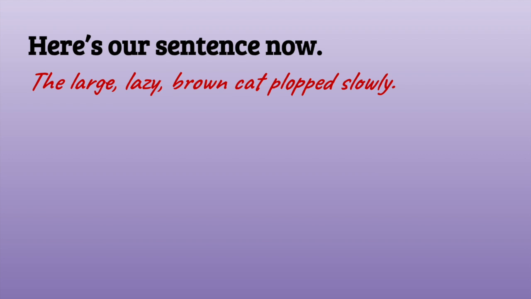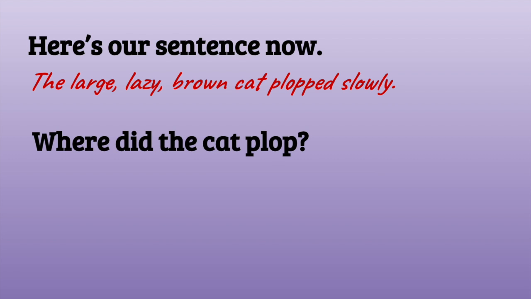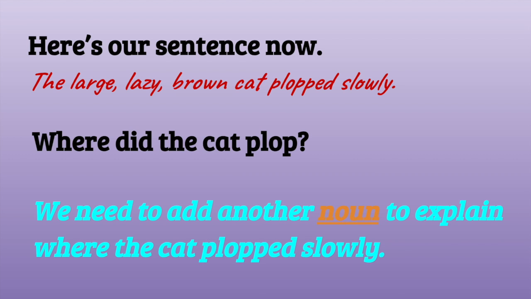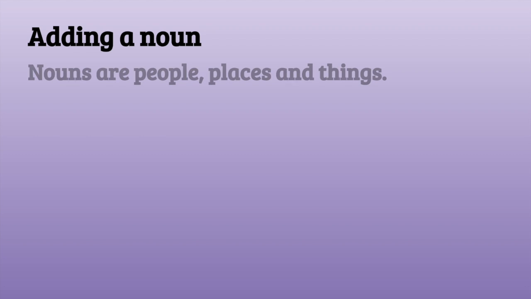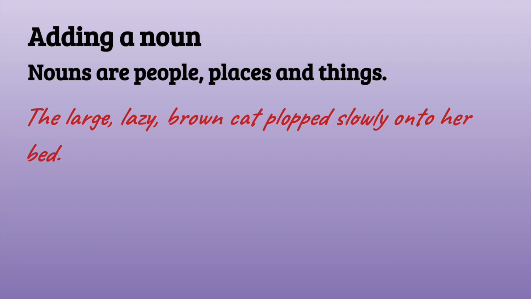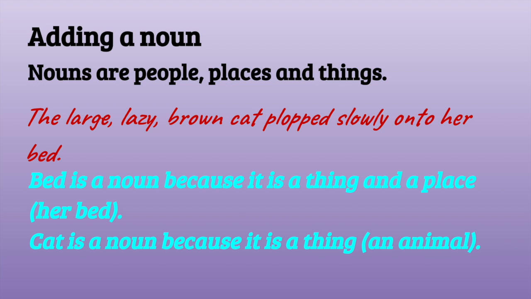But I think we can still do more to make it even more interesting for our readers. Where did the cat plop? We need to add another noun to explain where the cat plopped slowly. Adding a noun. Nouns are people, places, and things. The large, lazy brown cat plopped slowly onto her bed. Bed is a noun because it's a thing and a place. It's her bed. It's where she goes to sleep.